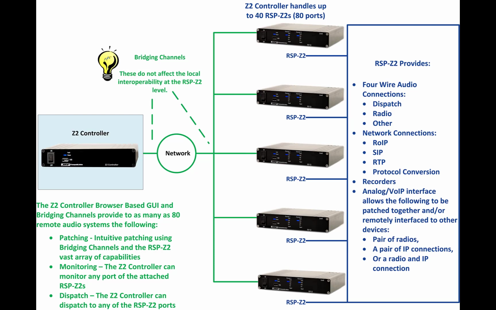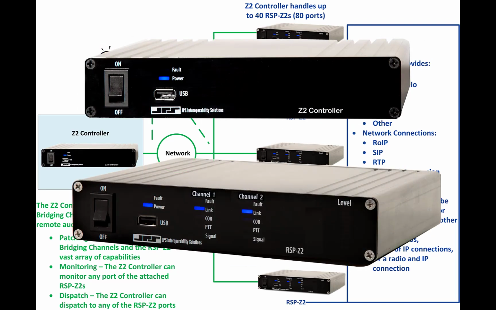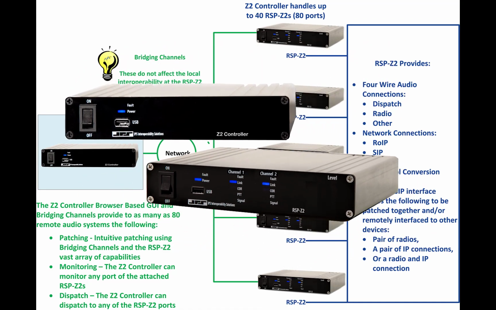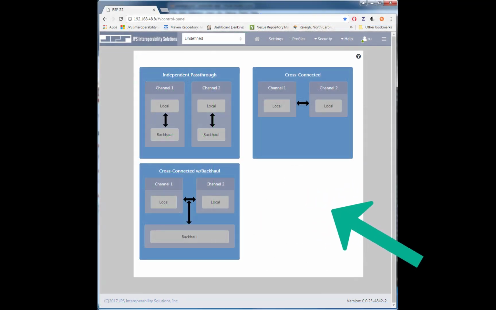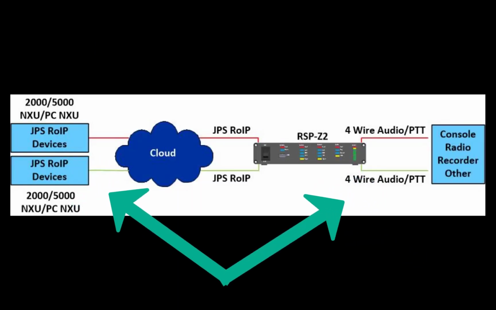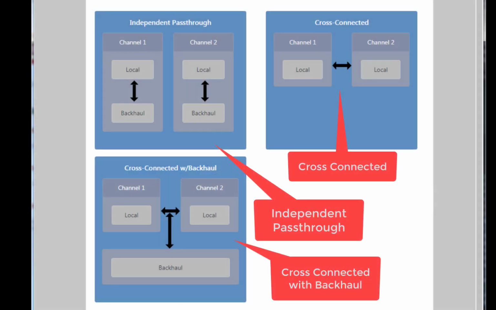So let's discuss how the Z2 controller and the RSP-Z2 work together to create a wide area interoperability solution. Let's first refresh ourselves on how the RSP-Z2 works, and then we'll bring in the Z2 controller. The RSP-Z2 can be set in three basic configurations. The RSP-Z2 provides a pair of analog to IP channels along with a headset channel. The non-headset channels can be configured in multiple ways, best illustrated below by this partial screenshot from the configuration page of the unit's browser-based graphical user interface. The pictorial shows the three basic configurations. We'll talk about the basics of all three: independent pass-through, cross-connected, and cross-connected with backhaul.